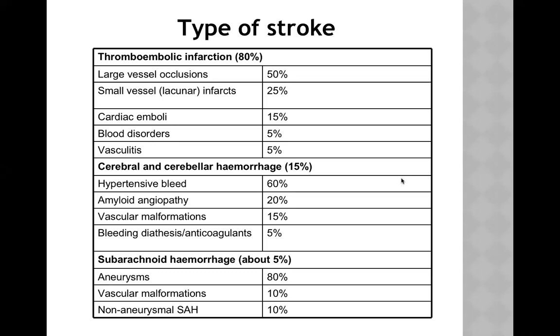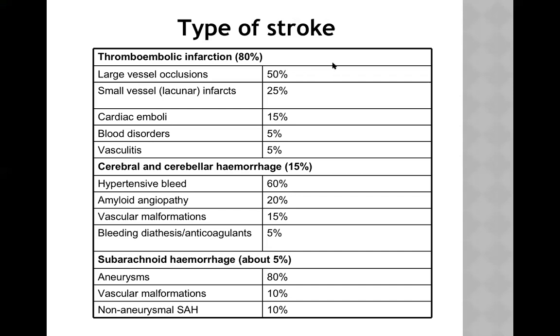Listen once again. This is a sudden onset neurological deficit because of either occlusion of the blood flow, which is known as ischemia, or because of the rupture of the blood vessel which supplies that area. Now, what are the different types of stroke? So see here, thromboembolic infarction almost comprises 80% of the cases, cerebral and cerebellar hemorrhage 15% of the time, and subarachnoid hemorrhage is also part of the stroke, around 5%.